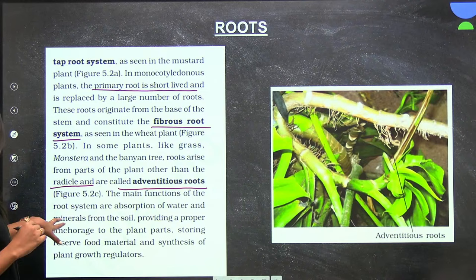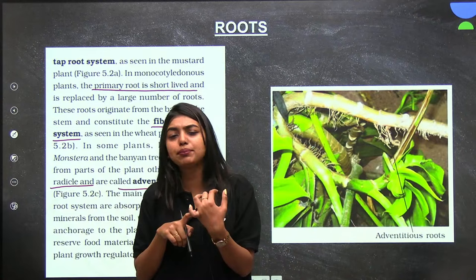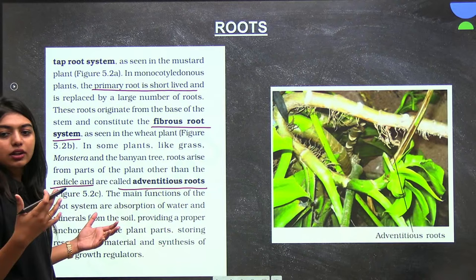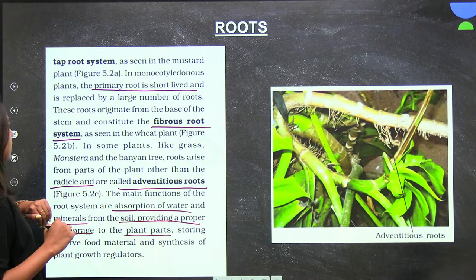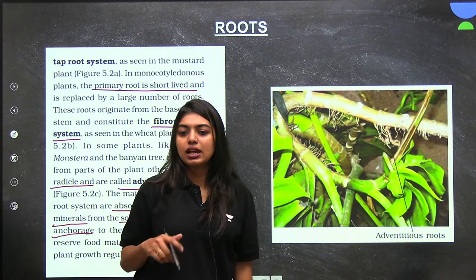Now, what is the main function of roots? You already know the function. They help to hold the plant and help to absorb the nutrients. So I do not have to tell you a lot, right? Here, look, the root system's functions are absorption of water and minerals from the soil, providing proper anchorage to the plant parts, and storing reserve food materials. Okay, clear?